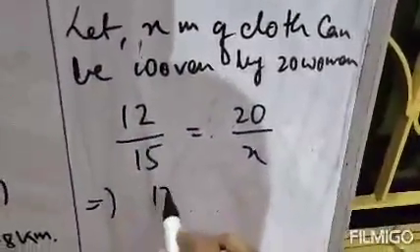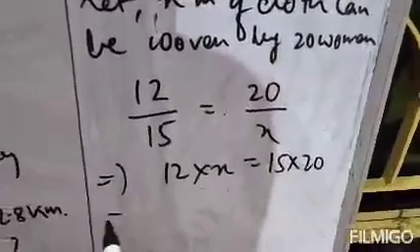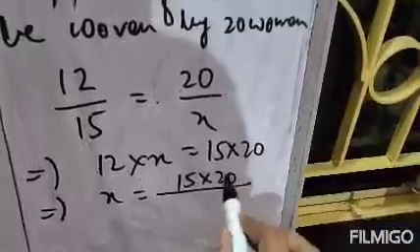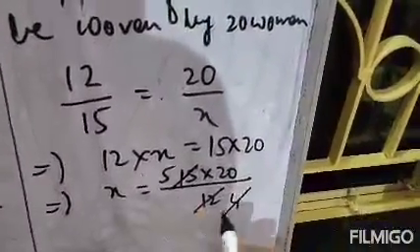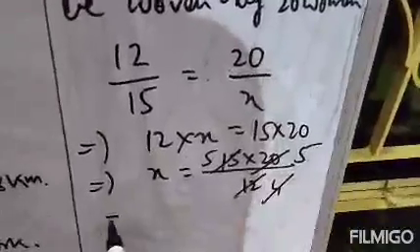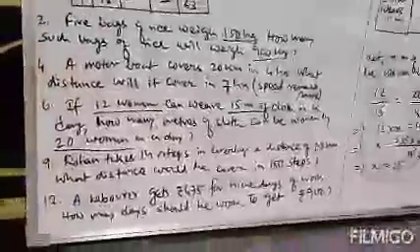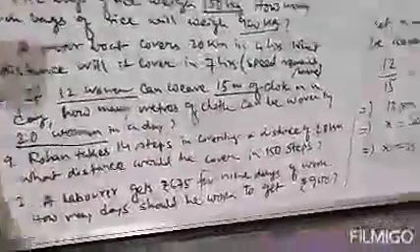Now solve for x. Therefore 12 into x equals 15 into 20. X equals 15 into 20 by 12. 3 4s are 12, 3 5s are 15, 4 5s are 20. That means 5 5s are 25. That means x equals 25, that means 25 meter. Therefore 20 women will weave 25 meter of cloth in a day. That will be your answer.